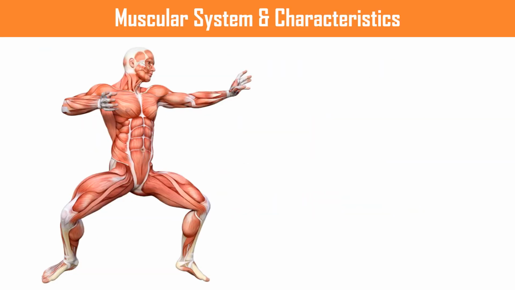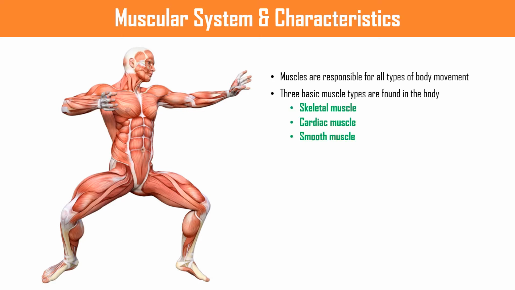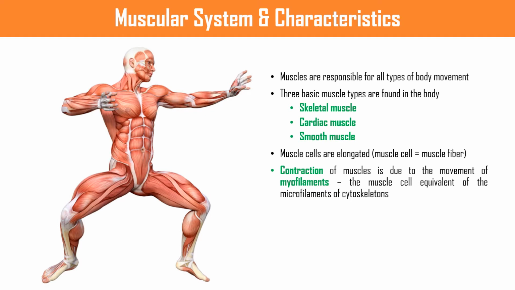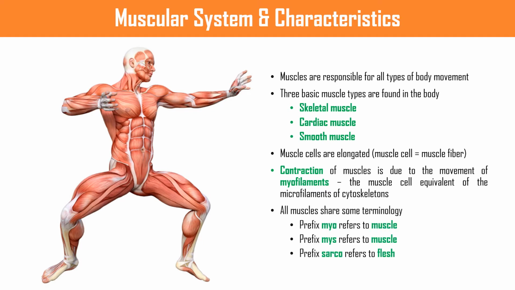Muscular systems and characteristics. Muscles are responsible for all types of body movement. There are three basic muscle types found in the body: skeletal muscle, cardiac muscle, and smooth muscle. Muscle cells are elongated, which means they are called muscle fibers. Contraction of muscles is due to the movement of myofilaments, the muscle cell equivalent of the microfilaments of the cytoskeleton. All muscles share some terminology. Prefix myo refers to muscle, prefix mys refers to muscle, and prefix sarco or sarcom refers to flesh.